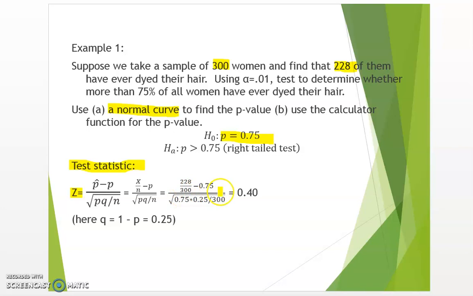So we'll plug this information in, divide by p, which is 0.75. Q would be 1 minus p, which is 0.25. So 0.25 and divide by n, which is 300. You can use a calculator for this. Make sure you get the right answer. You can add parentheses here, here, and here to make sure the calculator does the right operation. So the z would come up as 0.40.